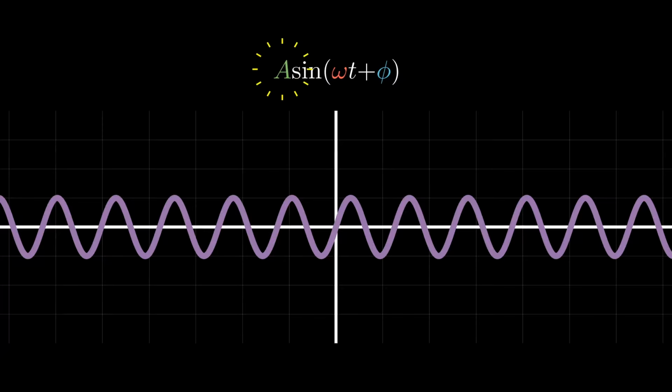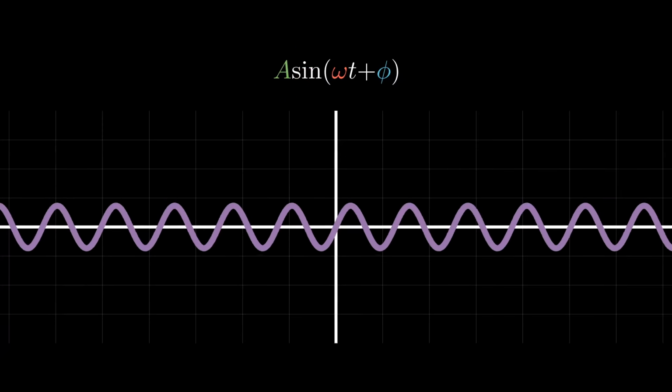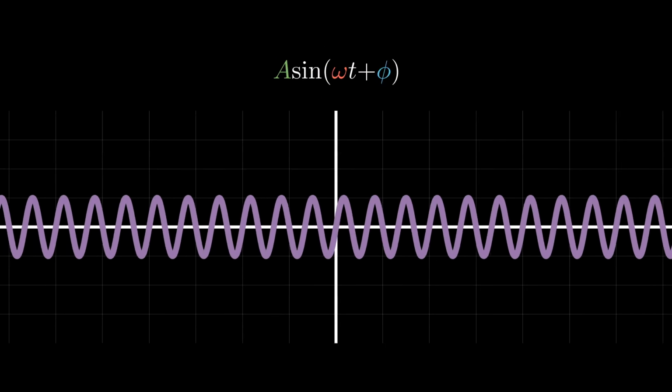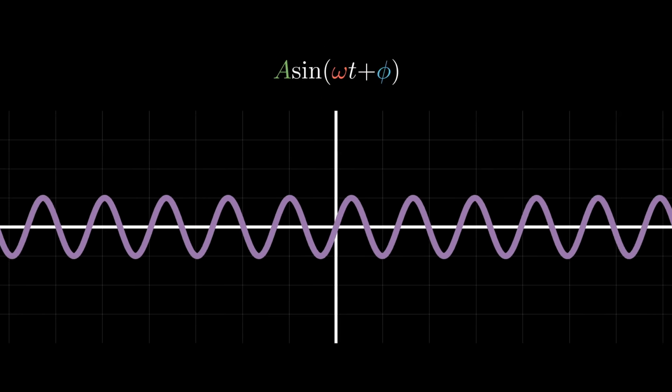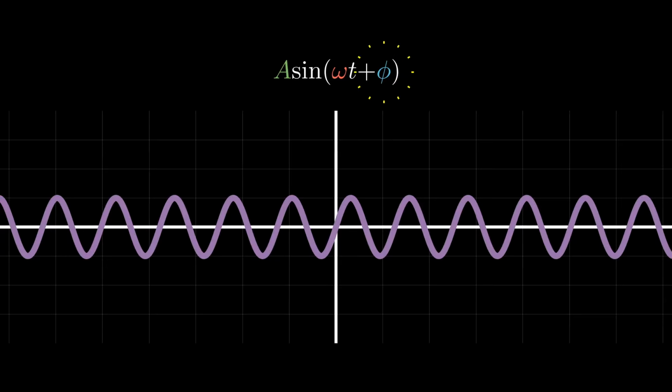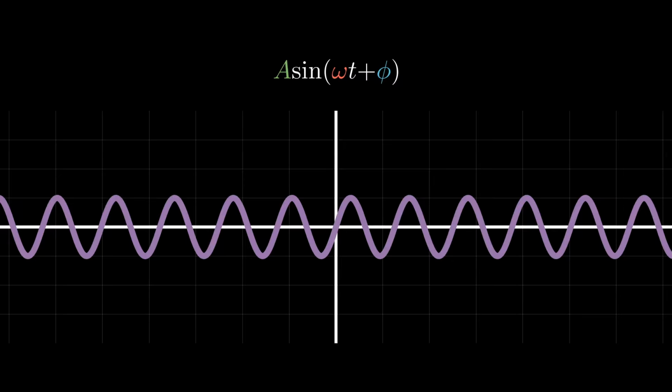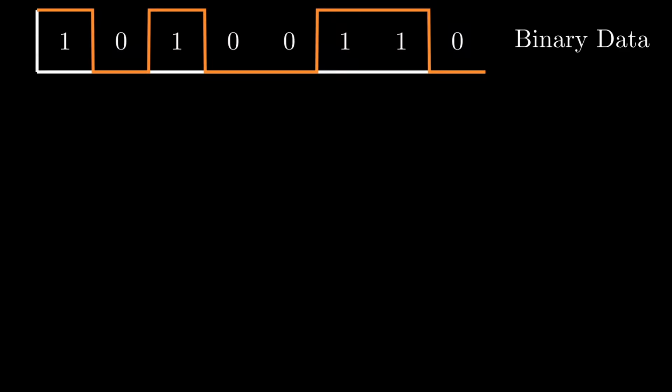We could change the amplitude. We could change the frequency. Or we could change the phase. The process of sending information by changing one or more of these properties is known as modulation. Let's imagine we wanted to send a stream of bits, like this one. For each bit, let's see what ways we could modulate our wave.